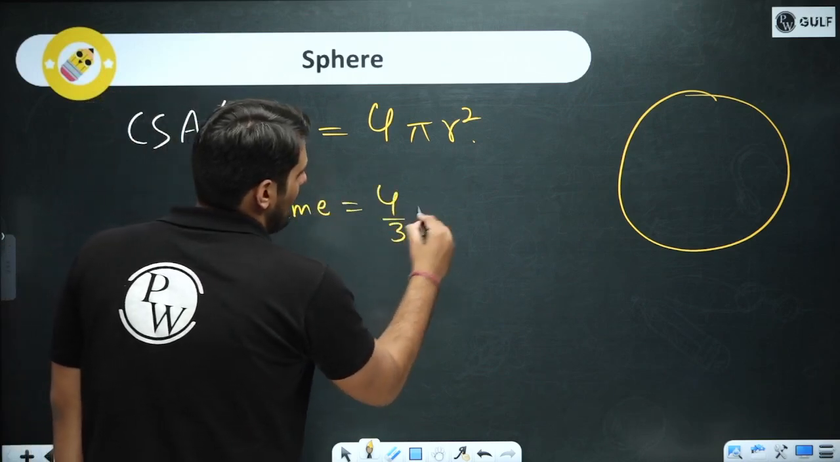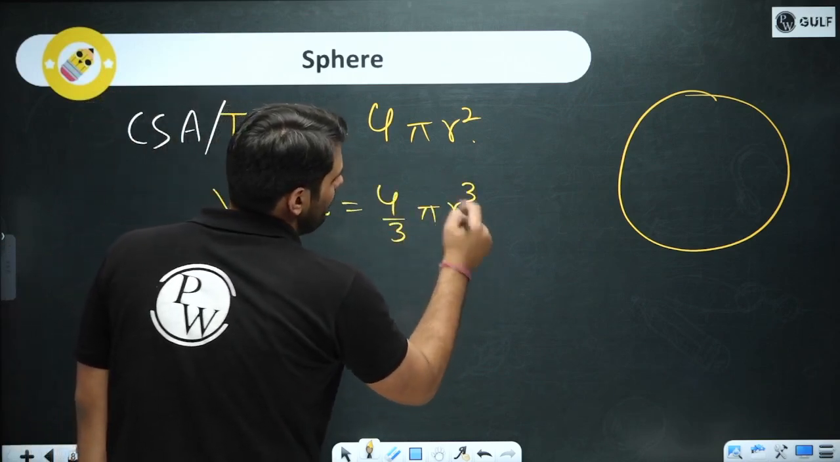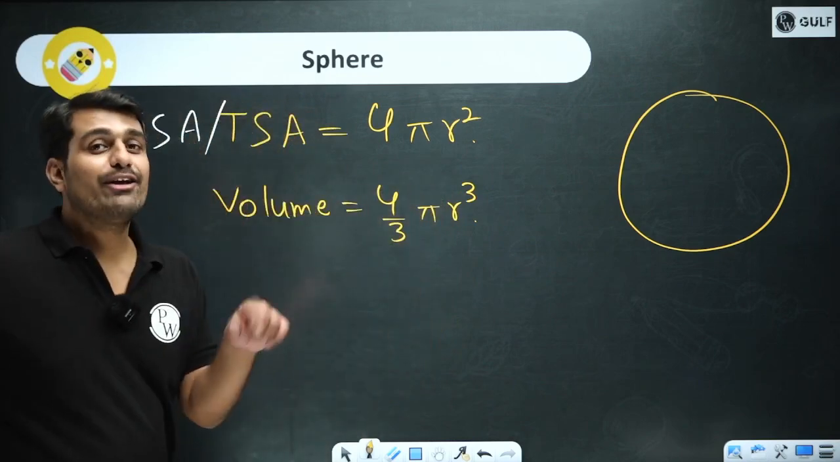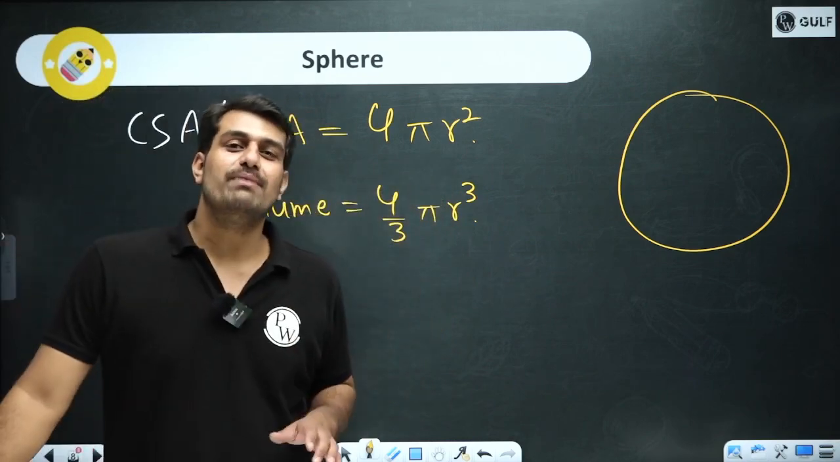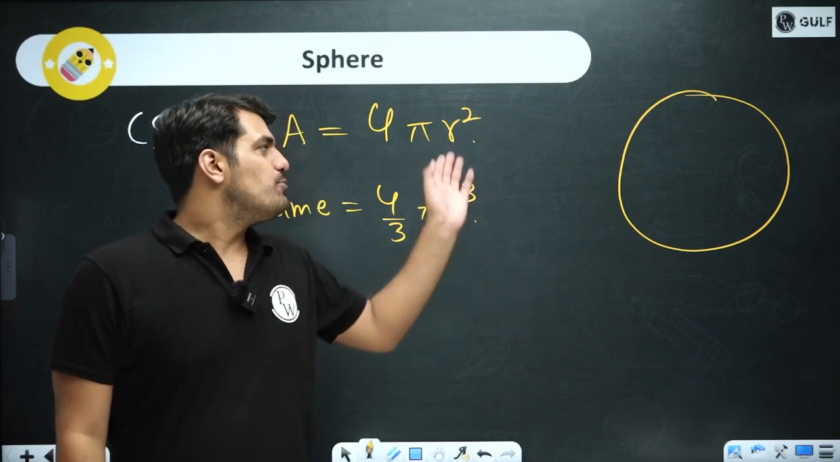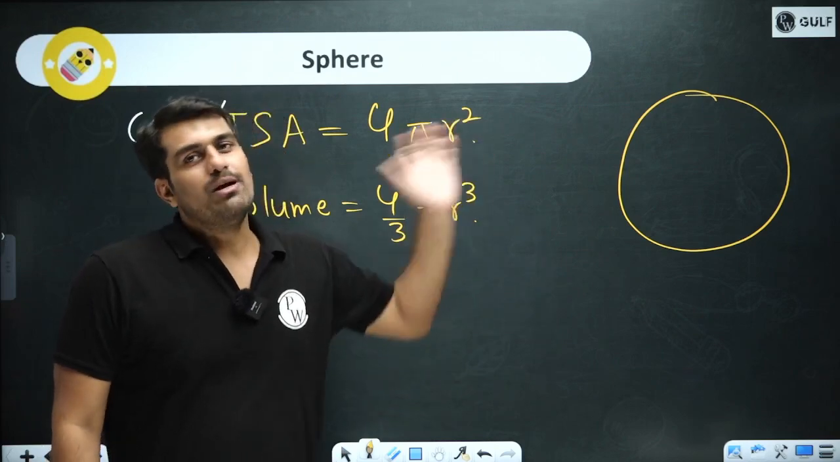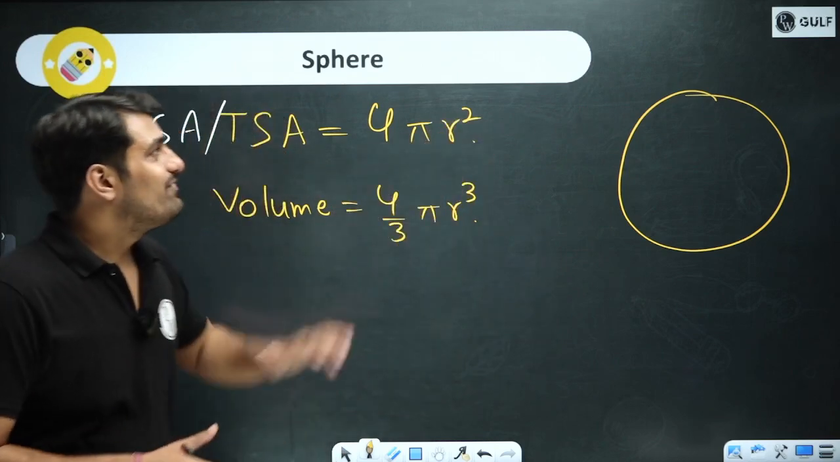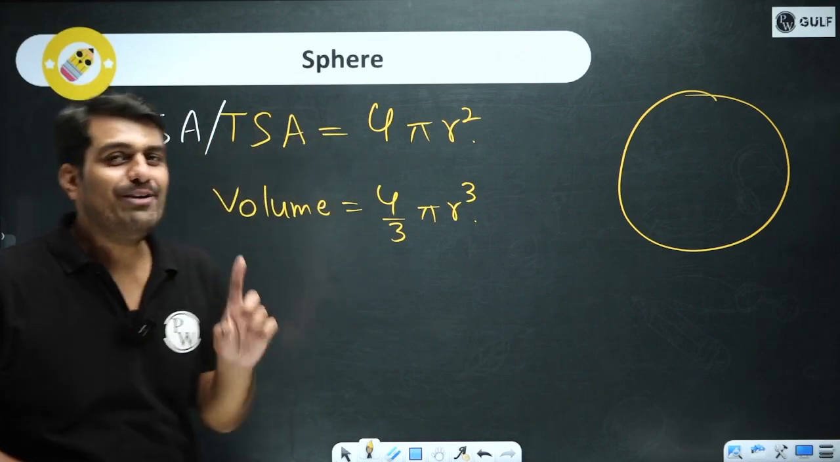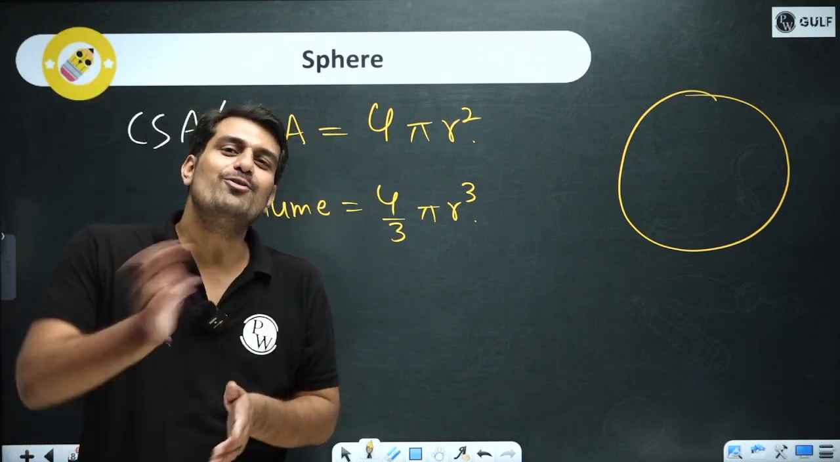4/3 pi r cube. The only difference over here is pi r cube. R cube. Don't make a mistake. This is a common thing which many of the students do: rather than putting r cube, they put r square over there. This was about the sphere, but the sphere, if it is not having one formula, it will be having two more formulas.